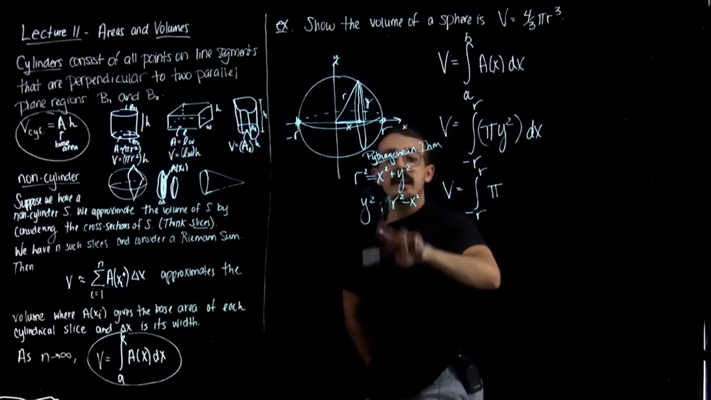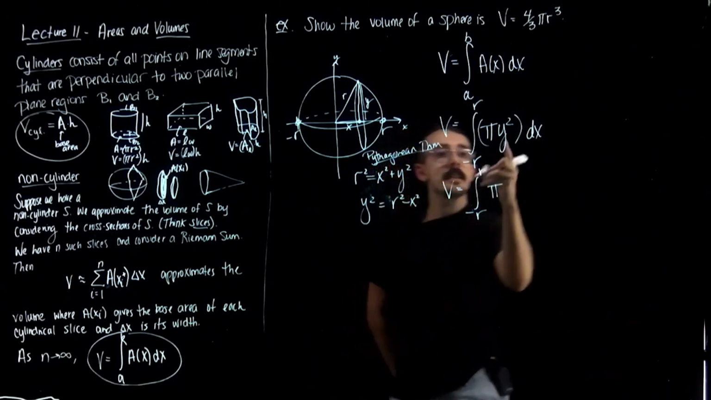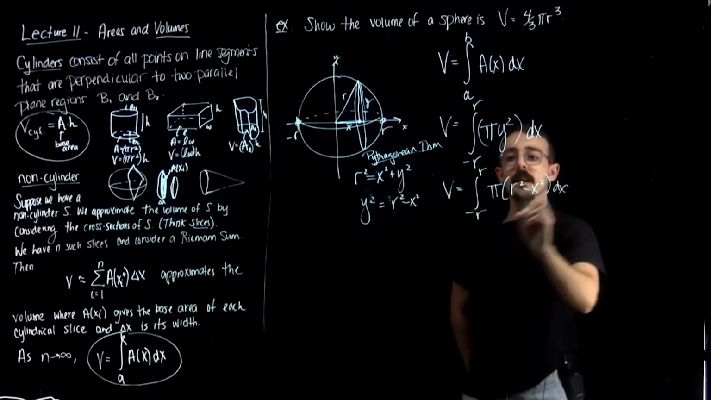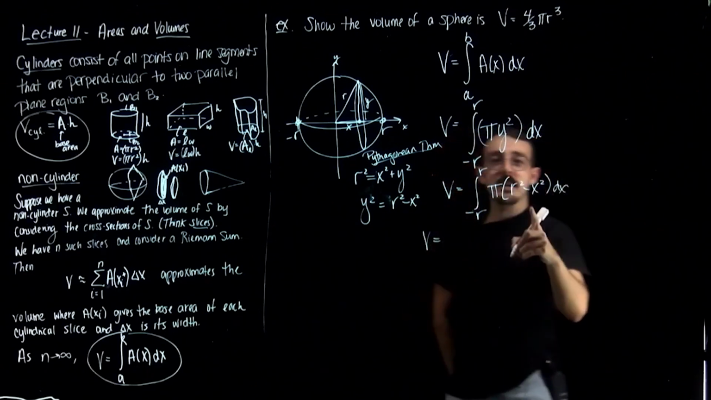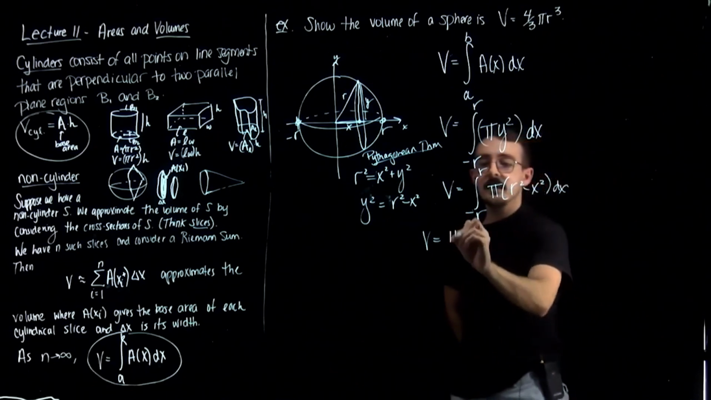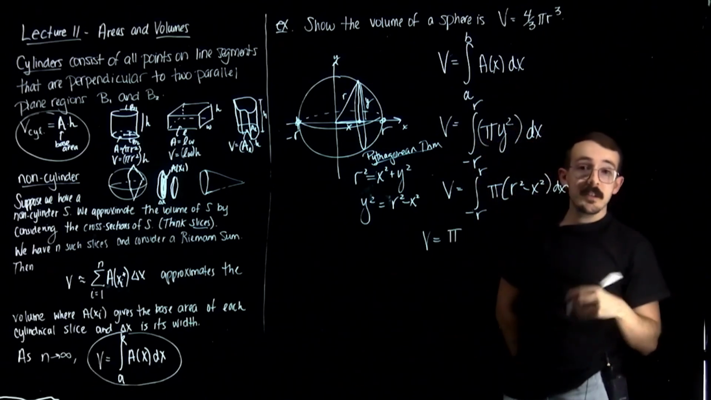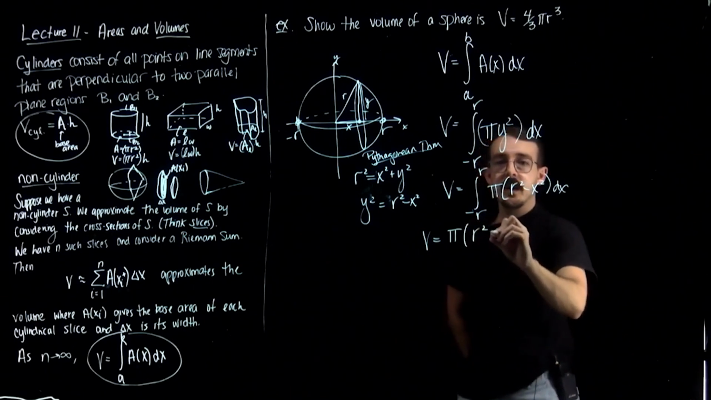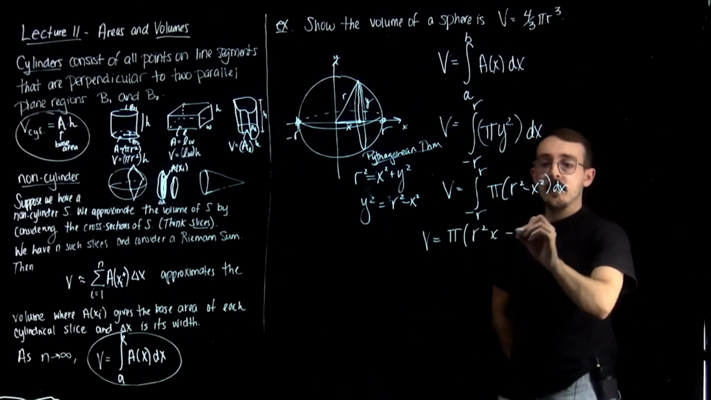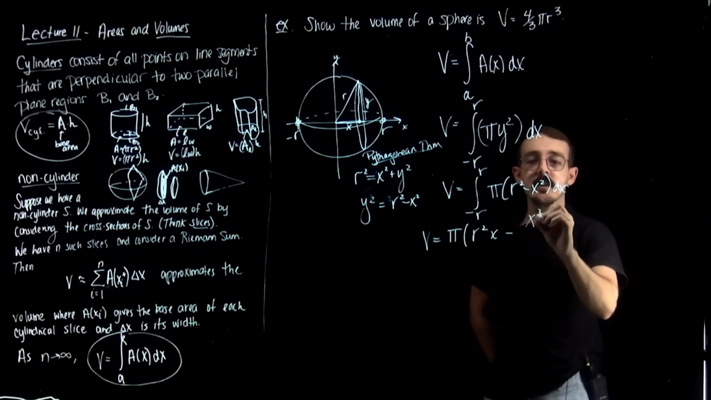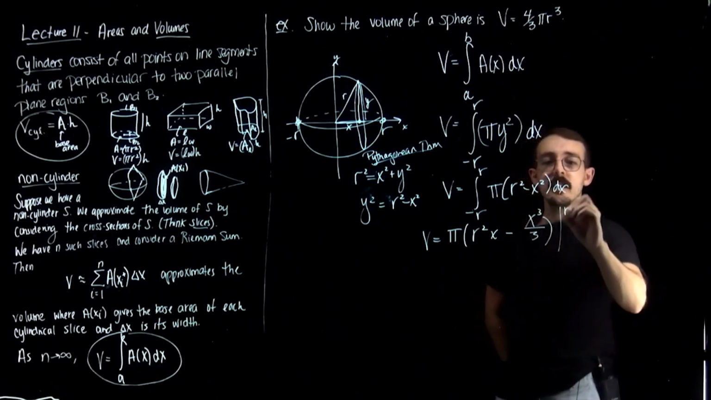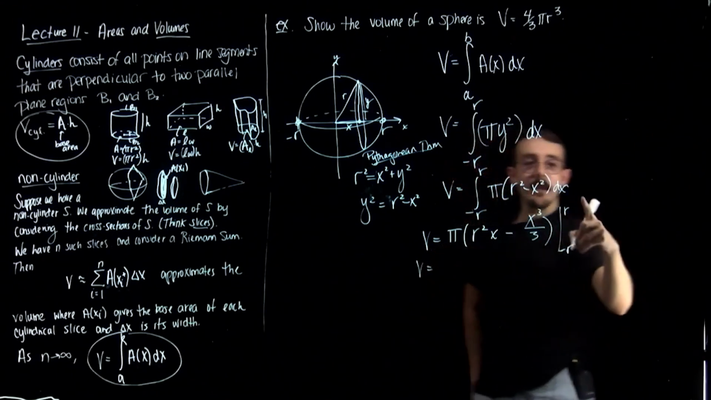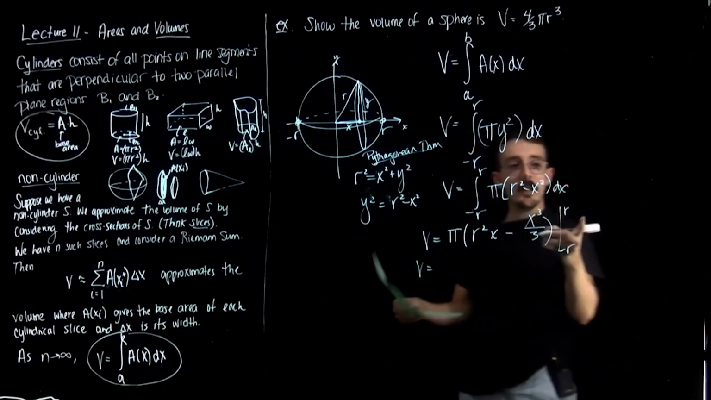So then I'm going to plug that in to this formula right here, and I'm going to get pi times the integral of r squared minus x squared dx. I'm going to go ahead and integrate that. So pi is just a constant. R squared is just a constant. So that's just going to be r squared x minus, and then x squared would be x cubed over 3. And I'm going to integrate that from negative r to r.